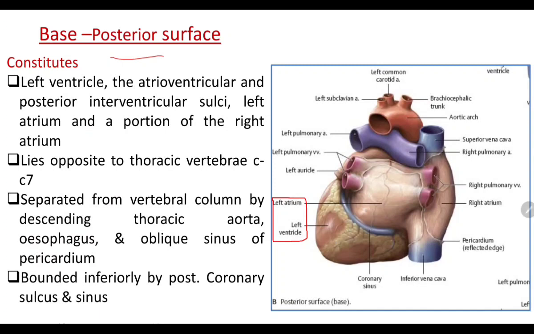And a small portion of the left ventricle is also visible over here, and part of the interventricular sulcus is present, and we have part of the right atrium, mainly actually left atrium. You can see that just behind the base of the heart, what are the structures present? Just behind that we have the descending thoracic aorta, esophagus, and oblique sinus of pericardium is also present posterior to it. And inferiorly, we can see the coronary sinus and the coronary sulcus is present.